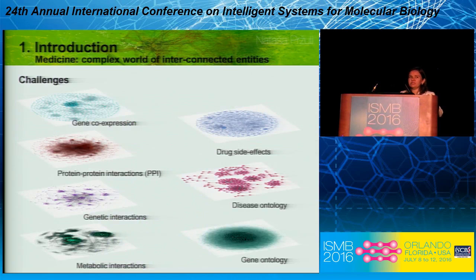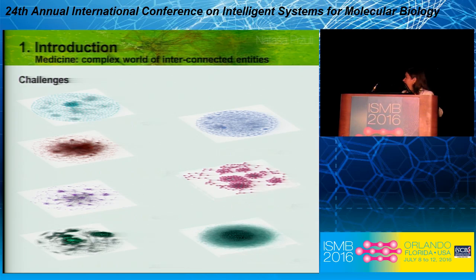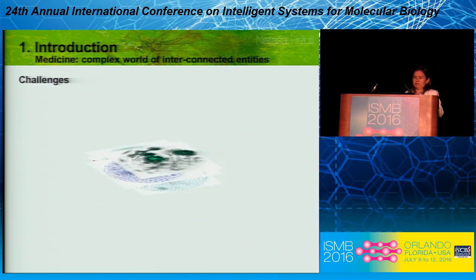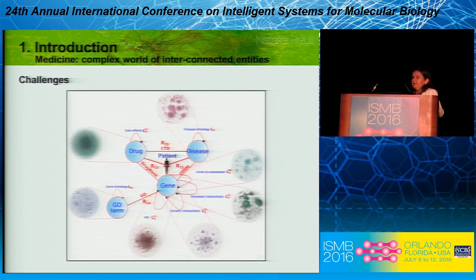So the challenges are twofold. One is to extract as much information as you can out of each of these layers individually, but then also fuse these layers to see what they collectively tell you, okay? And we want to do that in a principled mathematical way.